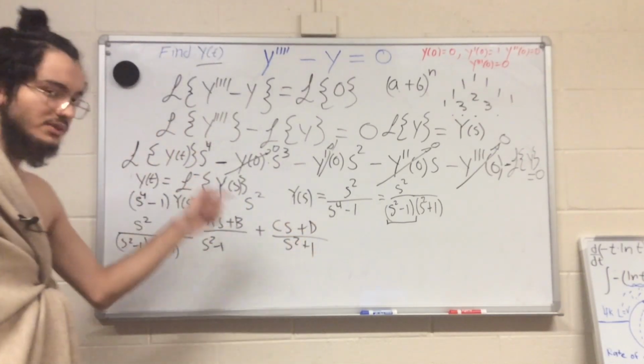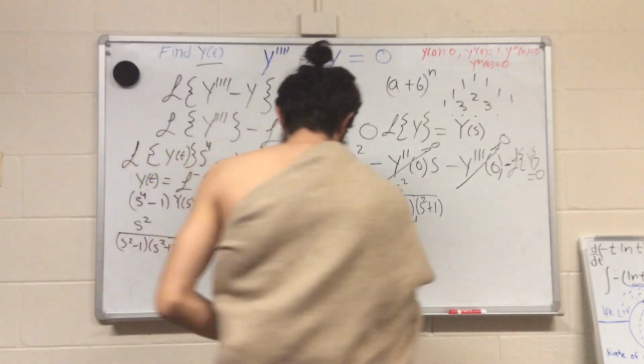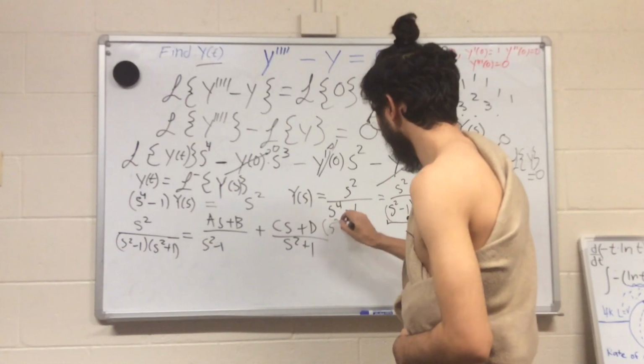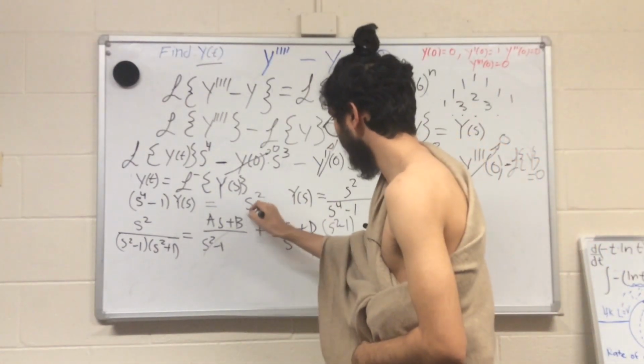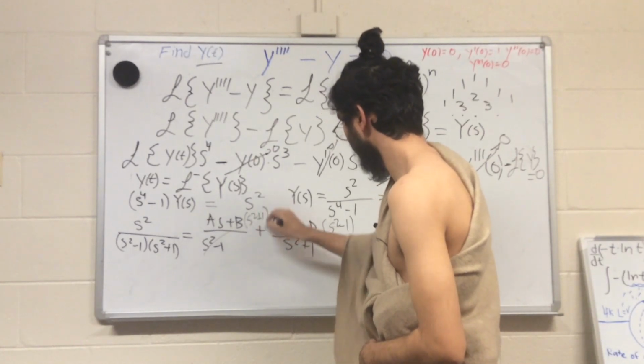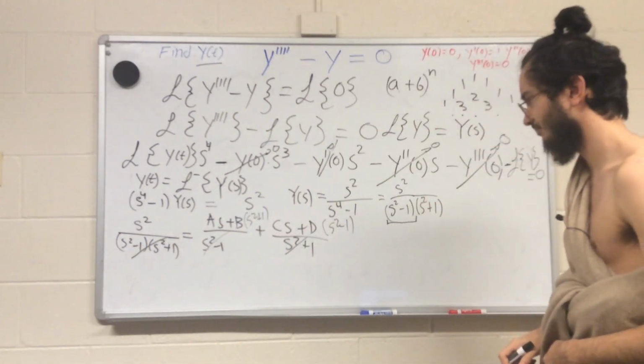Now we find the common denominator, right? And then we're left with something like this. So we multiply over here by s squared minus 1, so we get rid of that, and we multiply over here by s squared plus 1. Okay, so then we can cancel out the denominators.